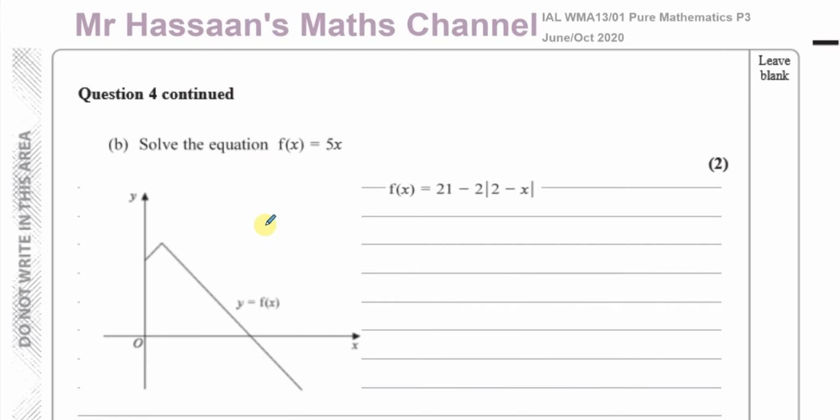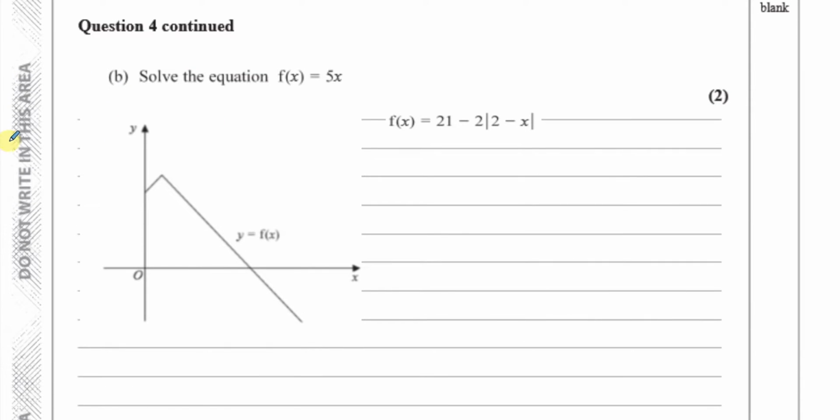Now part B, it says solve the equation f of x equals 5x. So I've just got a copy of the diagram here, and this is the equation of the graph given, and we've got to solve the equation f of x equals 5x. Now there's different ways of solving such an equation. Some people do a purely algebraic approach, and they don't actually think about the answers, and they get some answers which might not actually be correct answers, which don't actually satisfy the equation.